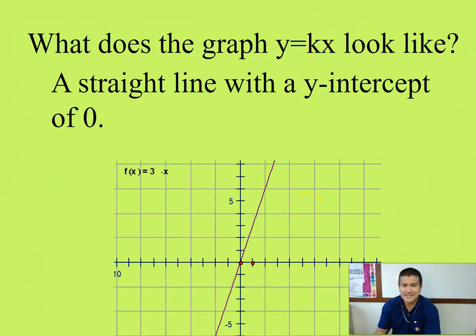What does the graph of a direct variation look like? Because y varies directly as x, it will create a linear graph, or linear diagram, and it will intercept at 0.